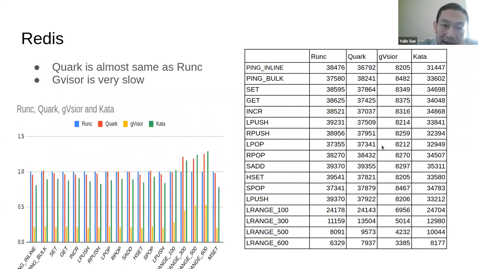Yeah, for Redis, that's something gVisor is not good at, but Kata is good. We can see this is the Redis test result. runC is our baseline, because actually Quark runs inside a container, so runC is our comparison baseline.